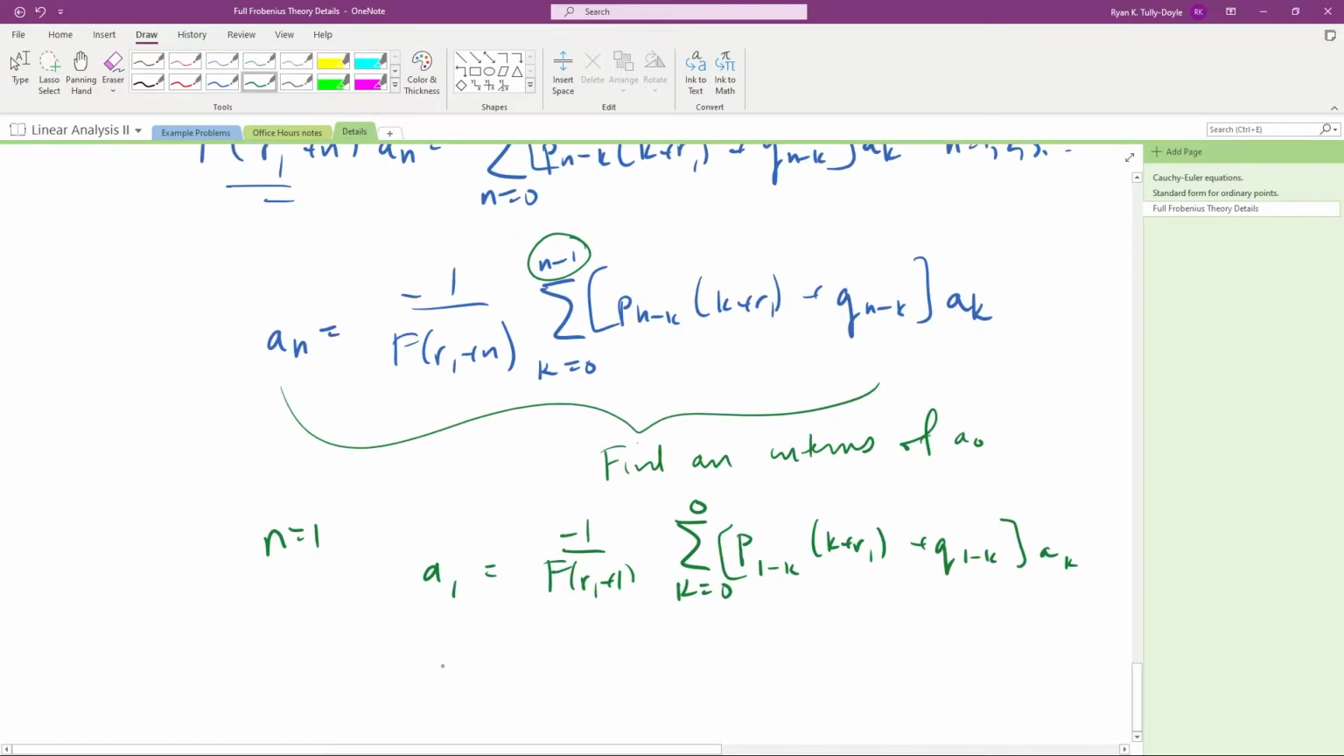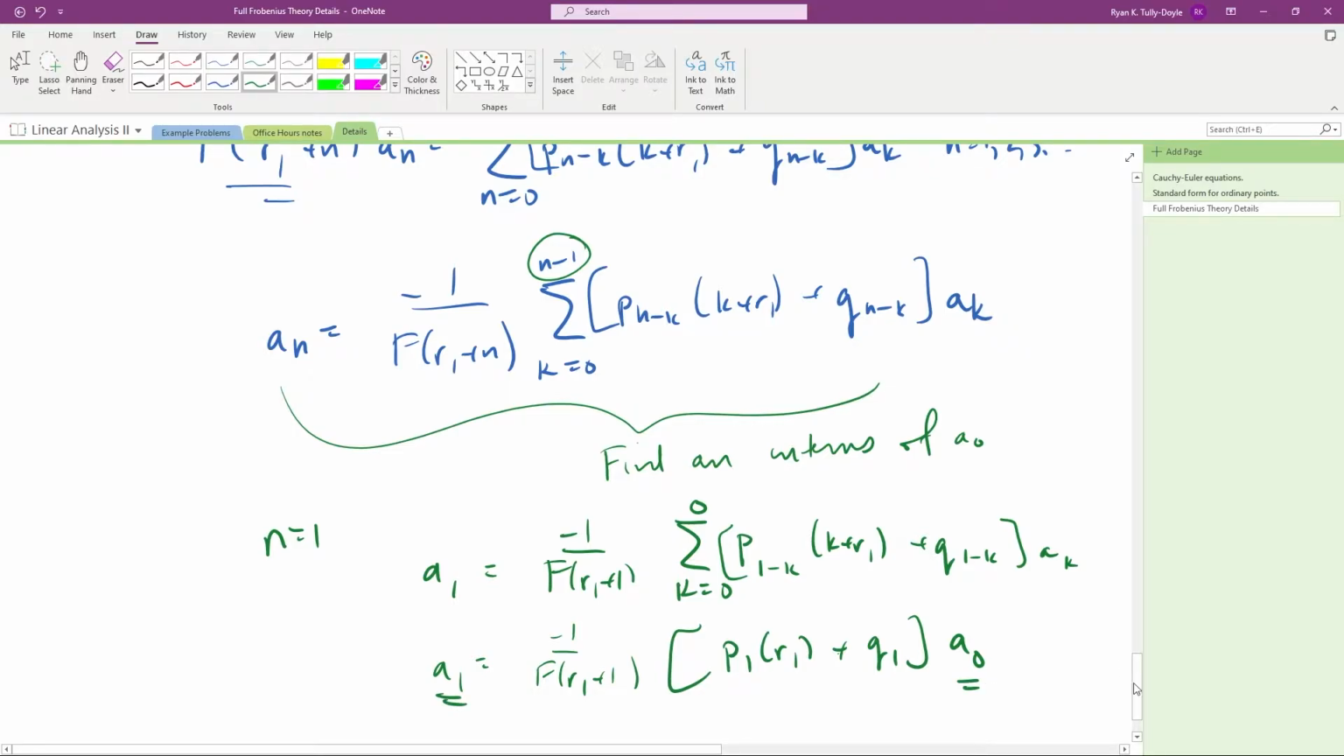And that means that we get A1 is equal to minus 1 over f of R1 times, well, what does this sum inside turn into? You get P1 R1 plus Q1 A naught. And so A1 is entirely in terms of A naught.